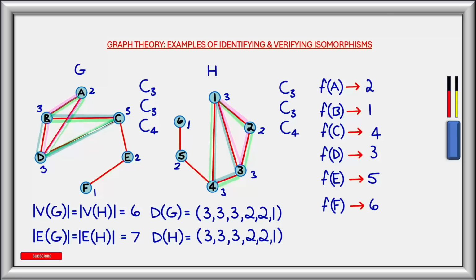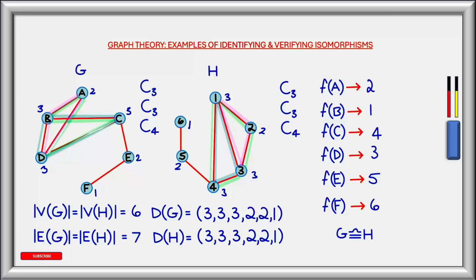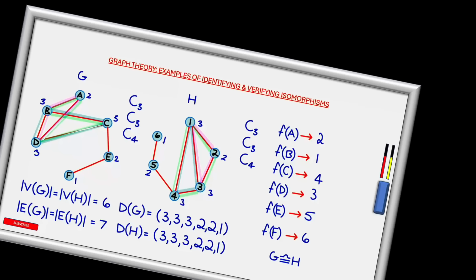Now some of you may have mapped B to 3 and D to 1. Is that wrong? Not at all. In graph theory, we call this an automorphism. As long as your mapping preserves the edges, meaning if B and D are connected in graph G, their partners 1 and 3 must be connected in H, your isomorphism is valid. So we've proved that there is an isomorphic relationship between graphs G and H.